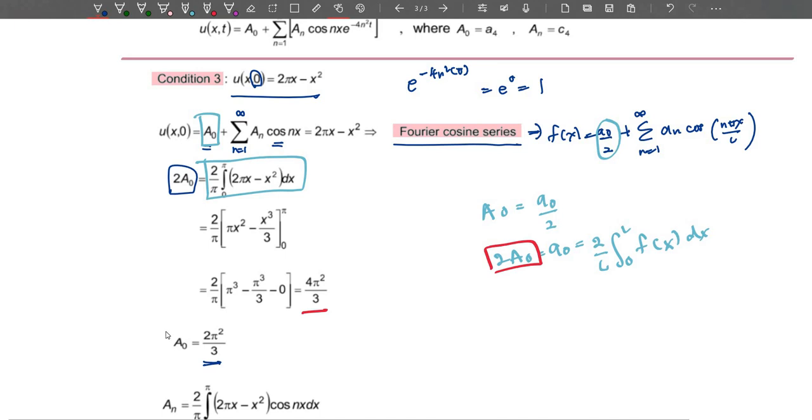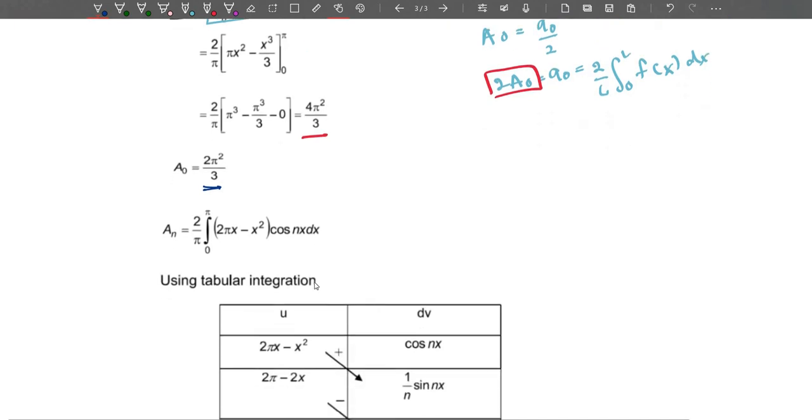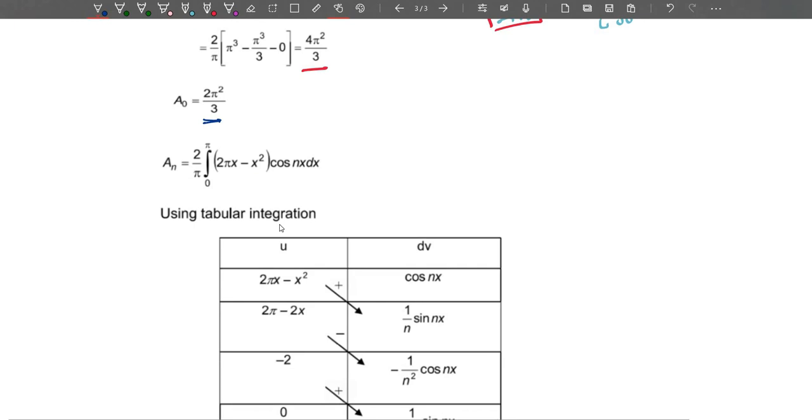Okay, so next, we are approaching the end. a_n is equal to 2 over π, 2 over L. So 2 over π, integrate 0 to π, (2πx minus x squared), f(x) here, multiply with cos nx with respect to x. For this one, we need to use tabular integration, because this is algebraic function times trigonometric function. For u, we take the algebraic function, so you need to differentiate on this side. And dv is equal to cos nx, and you need to integrate on this side.